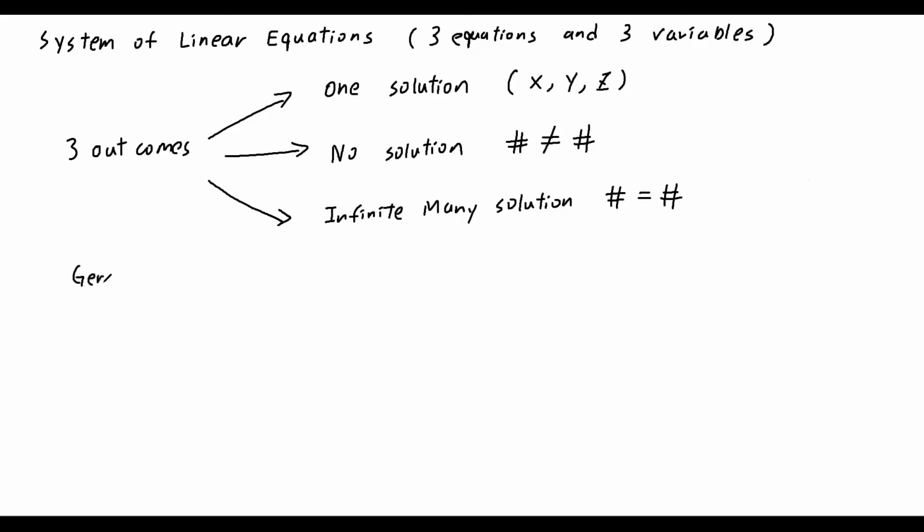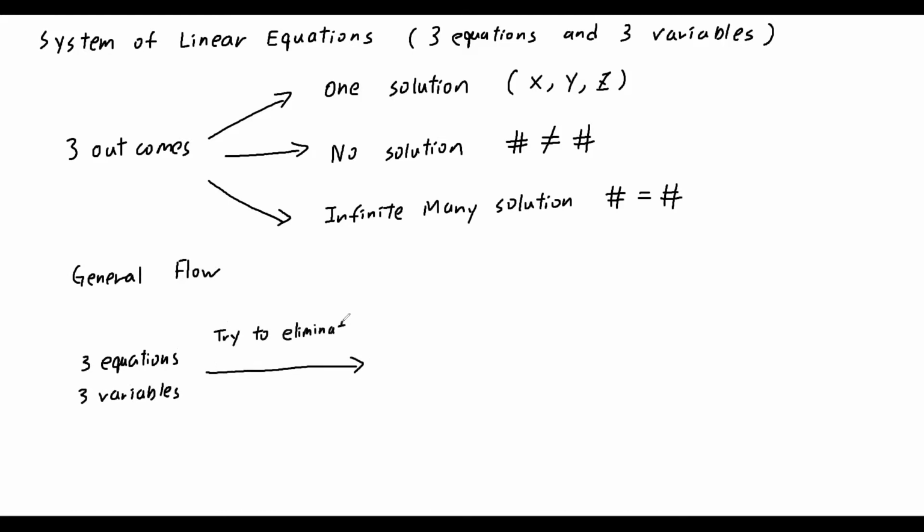There is a general flow on how to solve a system of linear equations. We will be given 3 equations, 3 variables. First, we have to try to eliminate one variable. It can be x, y, or z. We will use elimination to eliminate the variable, and we have to do it twice. So we should get 2 equations with 2 variables left.